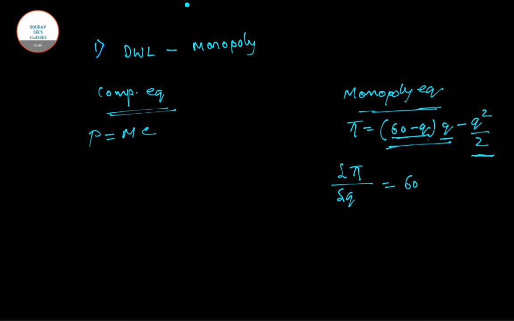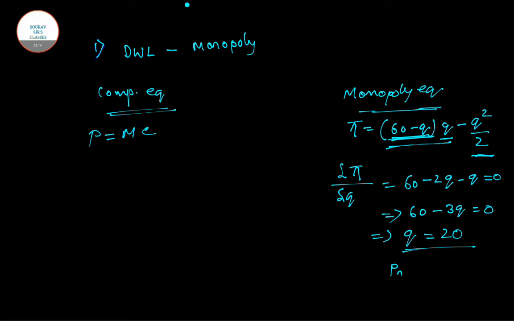the first order condition, which will be 60 minus 2Q minus Q, which will be equal to 0, as you know. Now from here we can find the value of Q, which will be 20. So when the value of Q is 20, from the demand function we can simply find the value of price. The value of price will be 60 minus 20, which is equal to 40. So we have found the value of P to be 40.